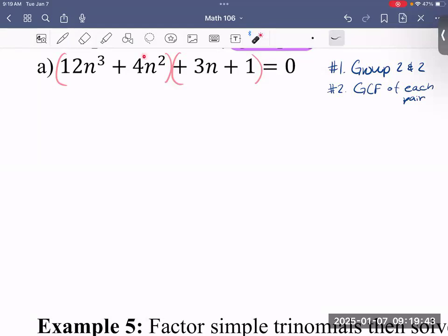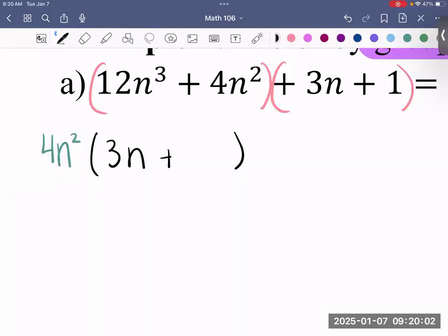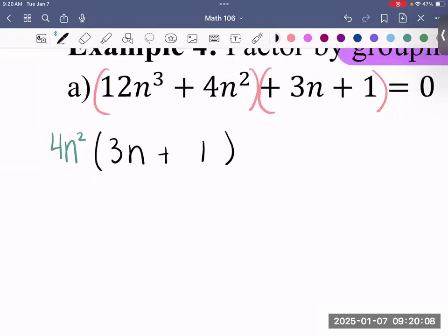So looking at these 2 terms, what do they have in common? Well, hopefully if you need, pause, do the highlighter method, okay, if you need it. But they both have a 4 and 2 n's in common, leaving behind a 3 and an n, and we took out all of that term, right? All of that term we're left with is 1.